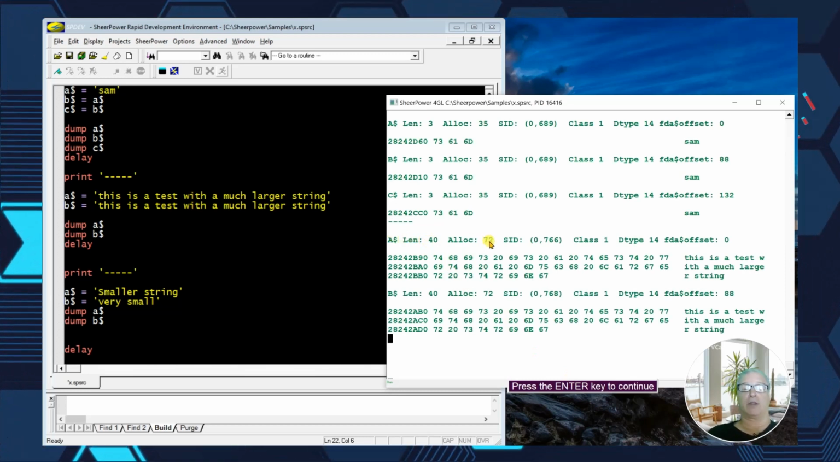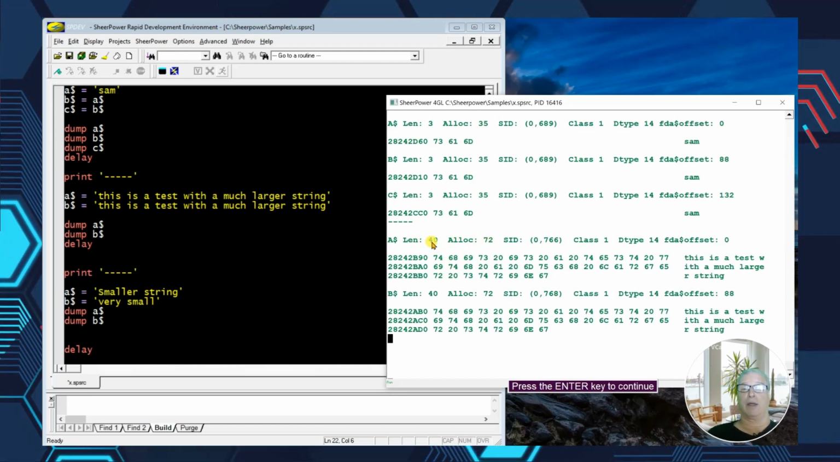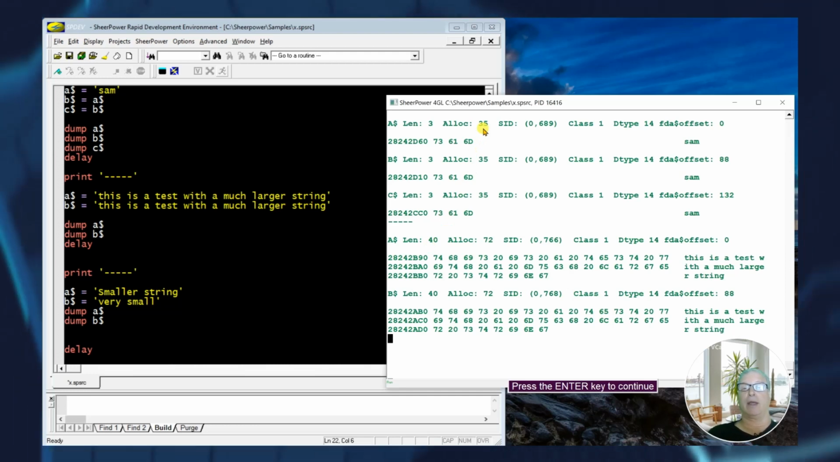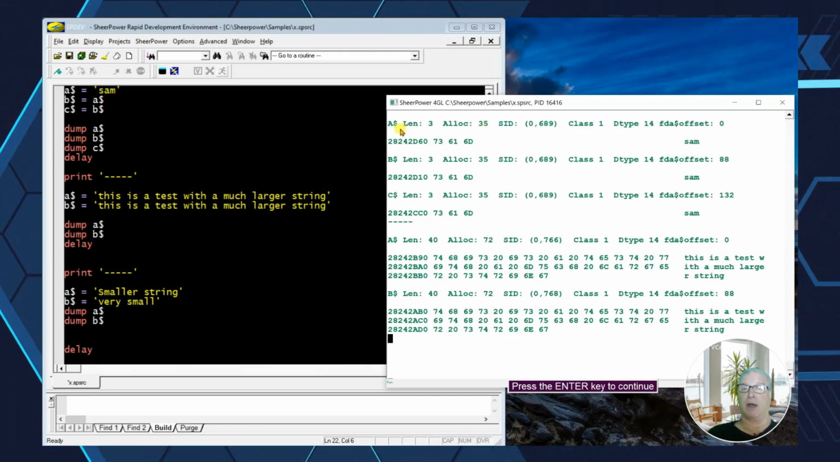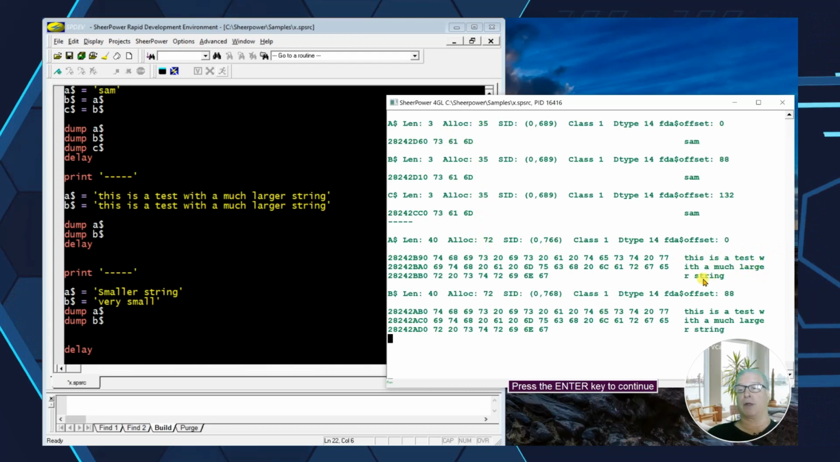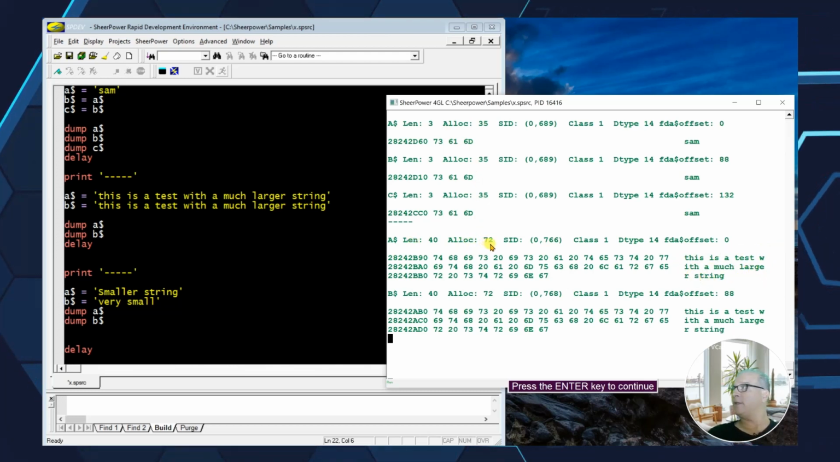So now the allocation's been bumped up to 72. To handle this 40 character thing, because it was more than 35, Sheerpower had to allocate new address space for $A. That was 72 characters long. It then copied into it this long phrase, 'This is a test with much larger string.' And it over-allocated again at 72.